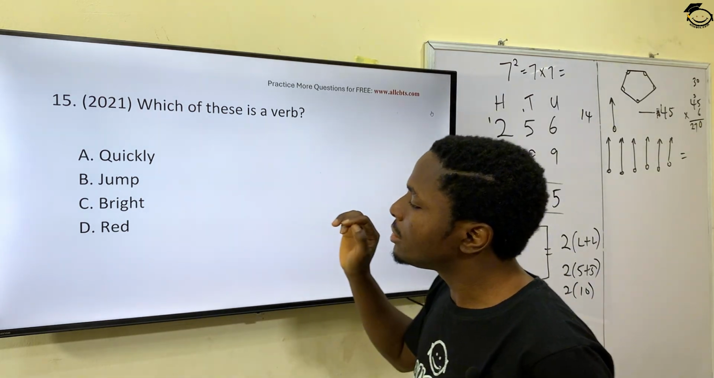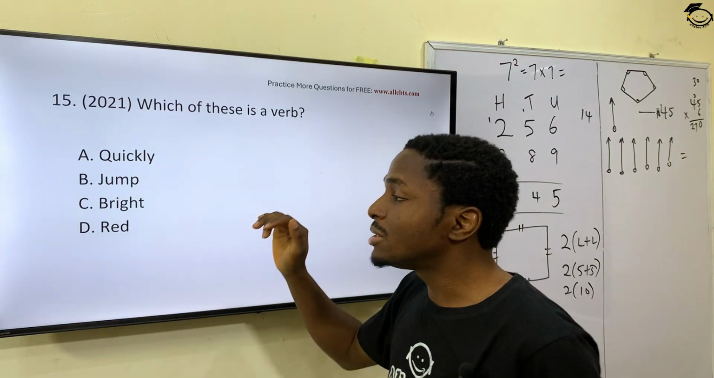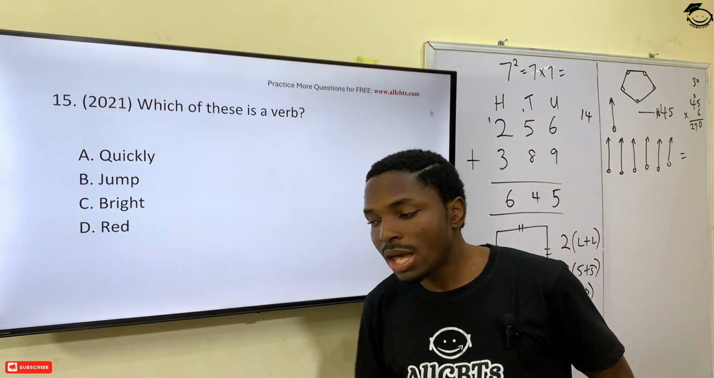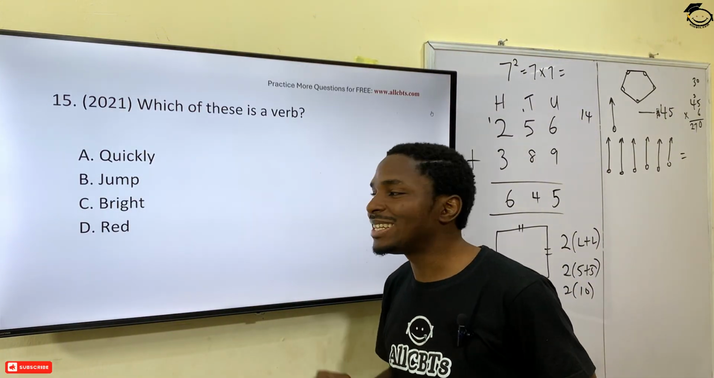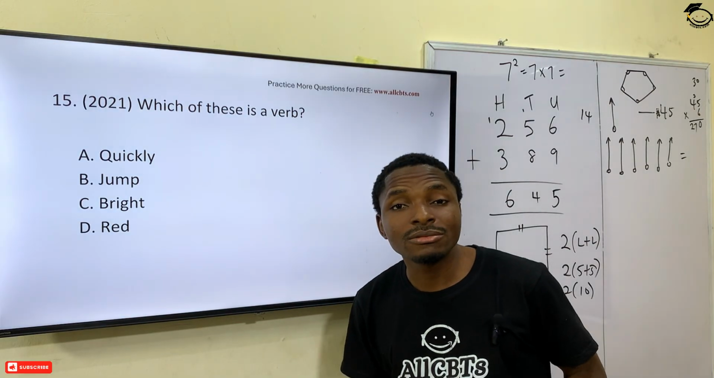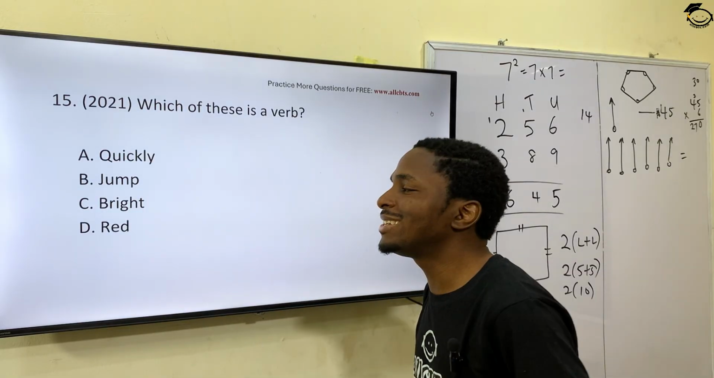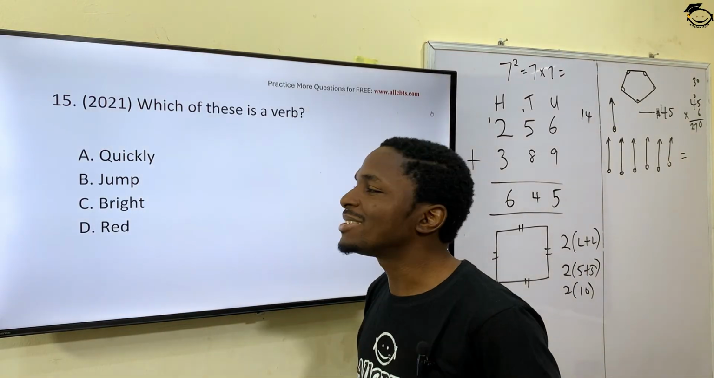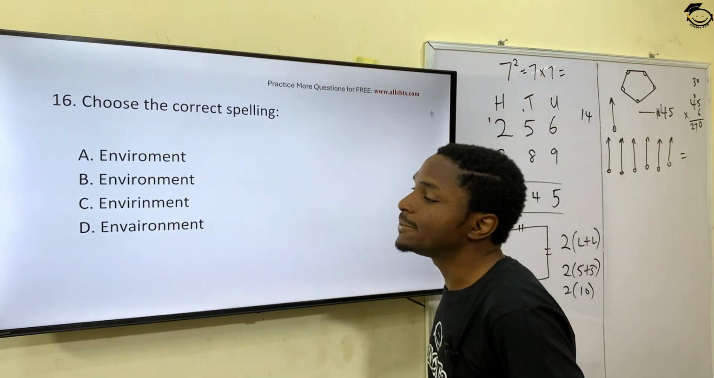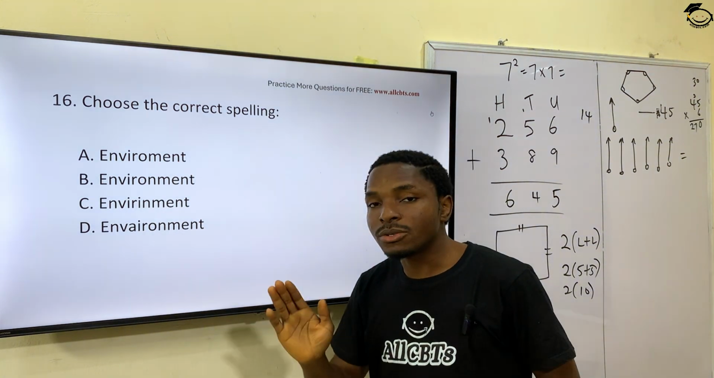You have quickly, jump, bright, red. Okay, and what's the word? Jump, giving an action. Say, hey, jump. So you are telling your child or your brother to jump the gutter. So then it jumps or leaps. So jump. Then 16, choose the correct spelling, meaning that only one of these words is spelled correctly.